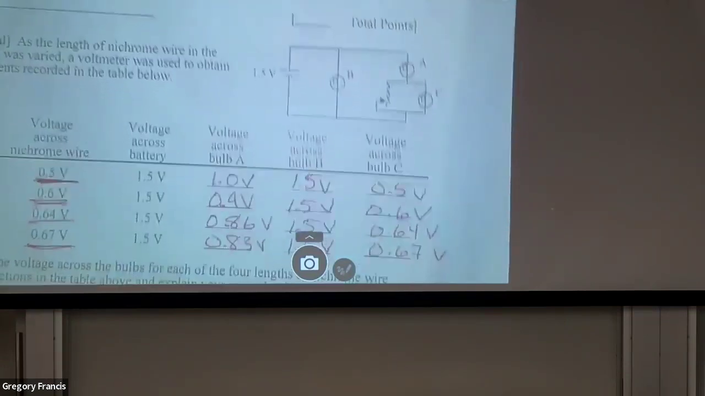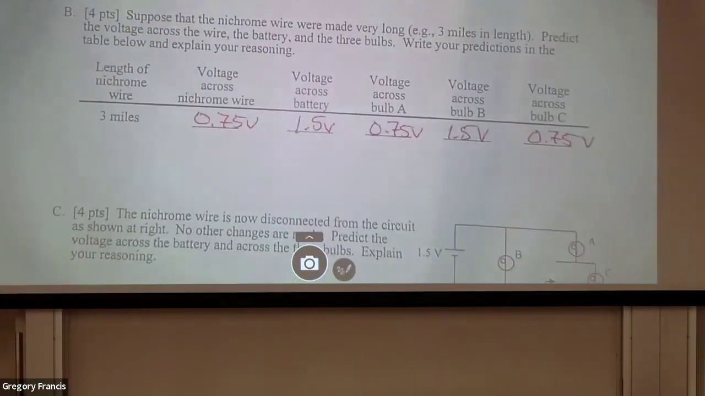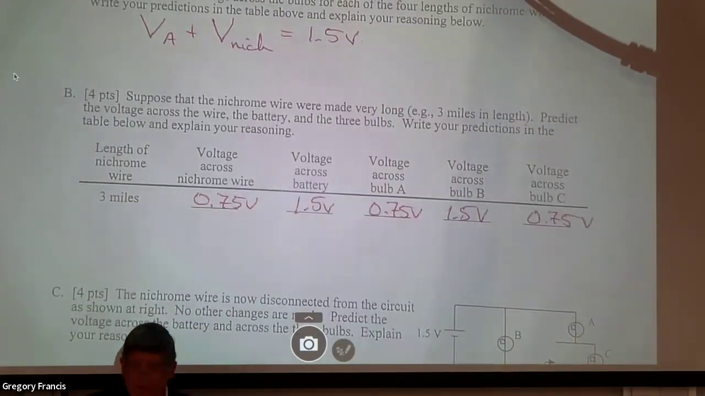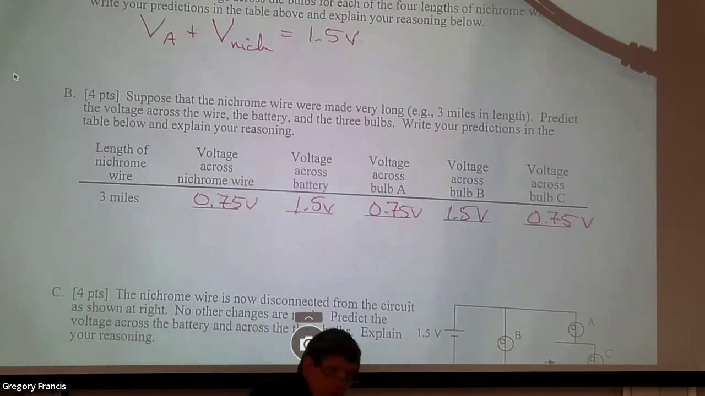Now, Greg, you told us that the battery voltage, the oomph of the battery, had to be divided up between the things that were harder to get through. The bigger the resistance, the bigger the share of the oomph. Shouldn't the 3 trillion miles of nichrome get all of the 1.5? Oh, no. That rule is only true for things that are in series. Okay? Things that are in series.